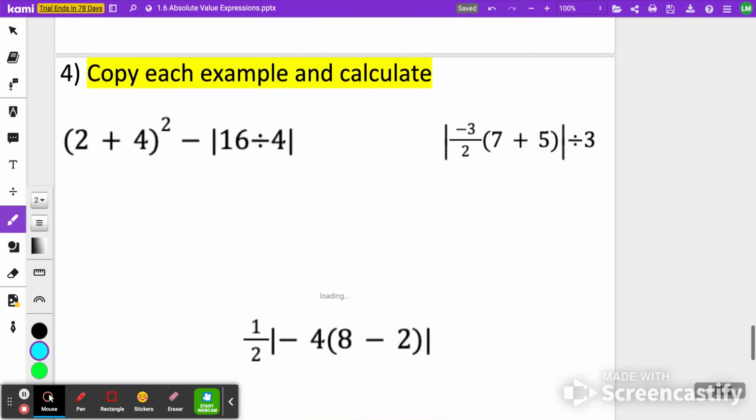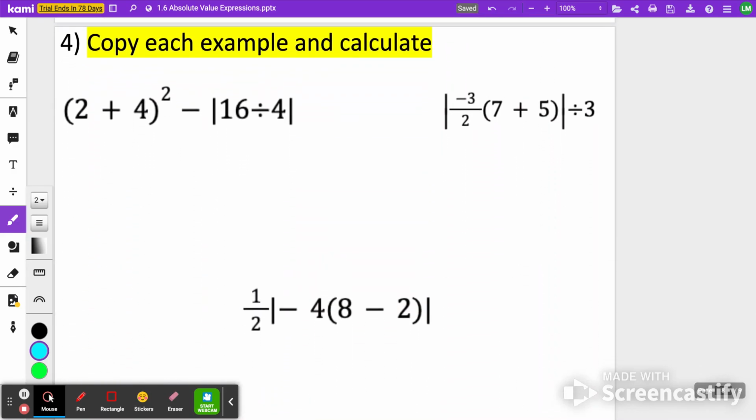Our final examples for absolute value are here in section 4. Let's take time now to pause the video. These are our most challenging questions, meaning they're going to take the most time, but when you're ready to check it, go ahead and click play.